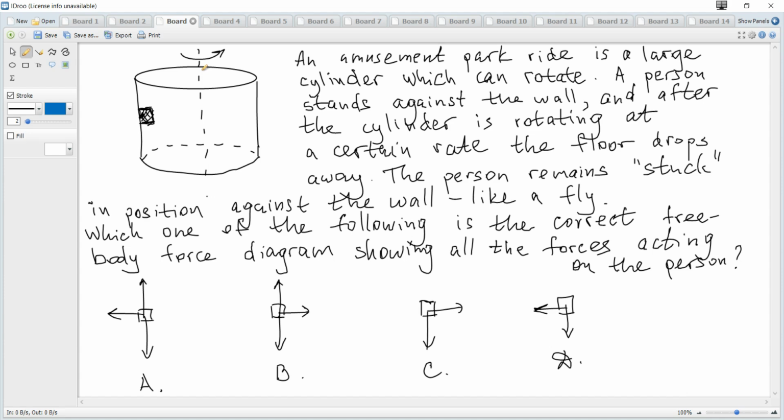An amusement park ride is a large cylinder which can rotate. A person stands against the wall, and after the cylinder is rotating at a certain rate, the floor drops away. The person remains stuck in position against the wall like a fly. Which one of the following is the correct free body force diagram showing all the forces acting on the person?